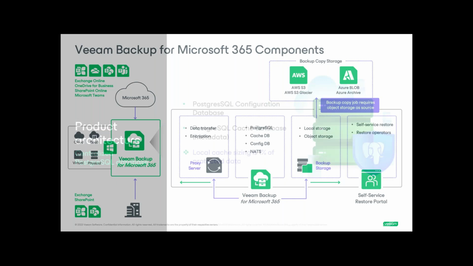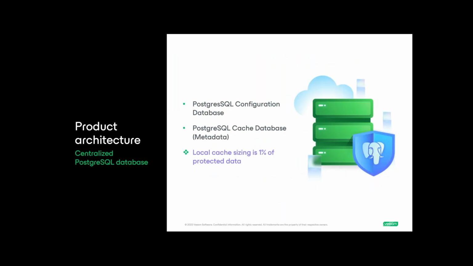So looking at product architecture, I mentioned this a little bit, but I think it's important to really specify that we are using PostgreSQL for that configuration database. So all of the backup jobs, the repositories, the configuration that we're putting in to that Veeam console is going to be stored here. We also have Postgres for the cache database.